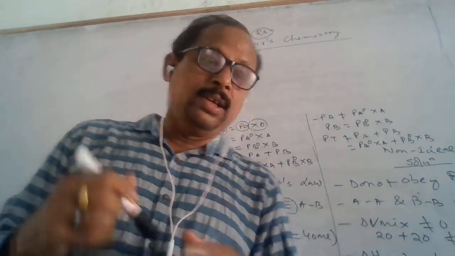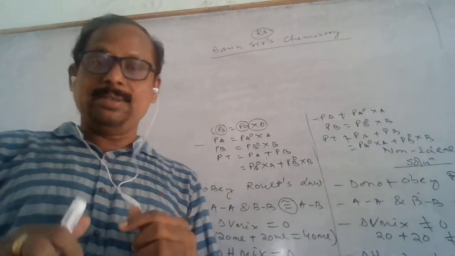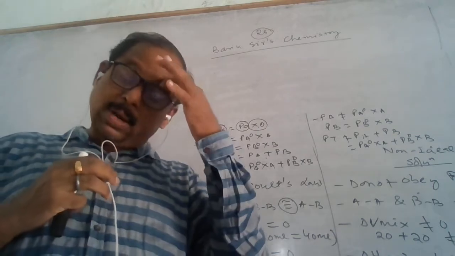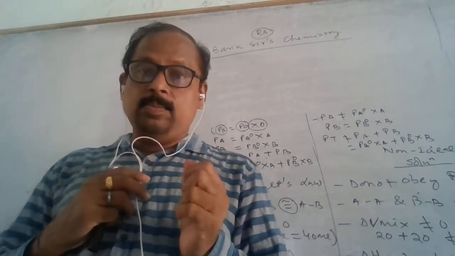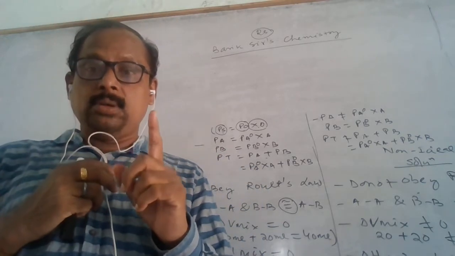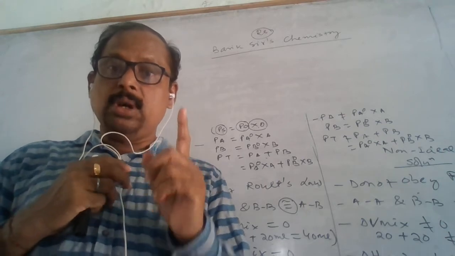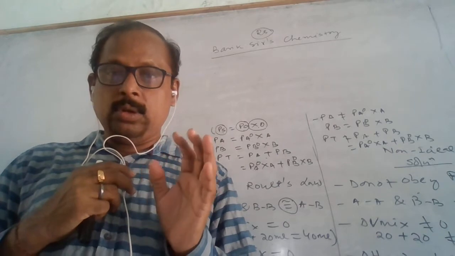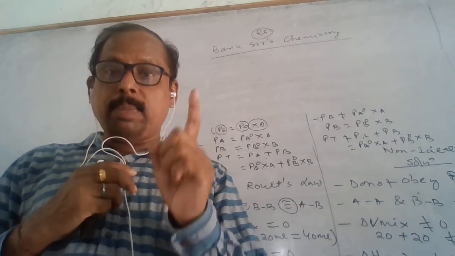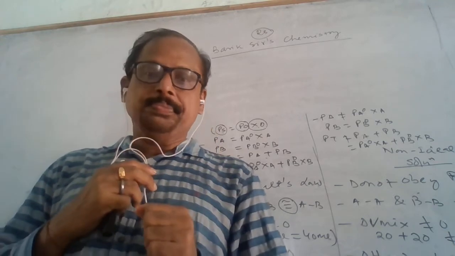Okay. So it is not equal, but it is equal. So what is PA? And what is PA0? PA is the vapor pressure of the liquid, pure liquid A. PA means the partial vapor pressure of A in presence of B.